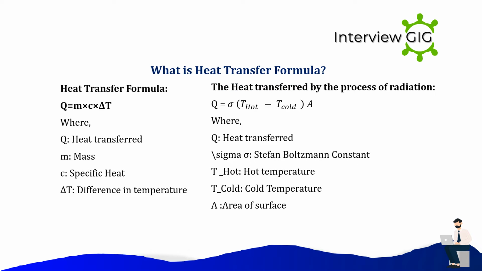What is heat transfer formula? Heat transfer formula: Q equals m times C times delta T, where Q is heat transferred, m is mass, C is specific heat, and delta T is difference in temperature. The heat transferred by the process of radiation: Q equals sigma times (T_hot minus T_cold) times area of surface, where sigma is the Stefan Boltzmann constant, T_hot is hot temperature, and T_cold is cold temperature.